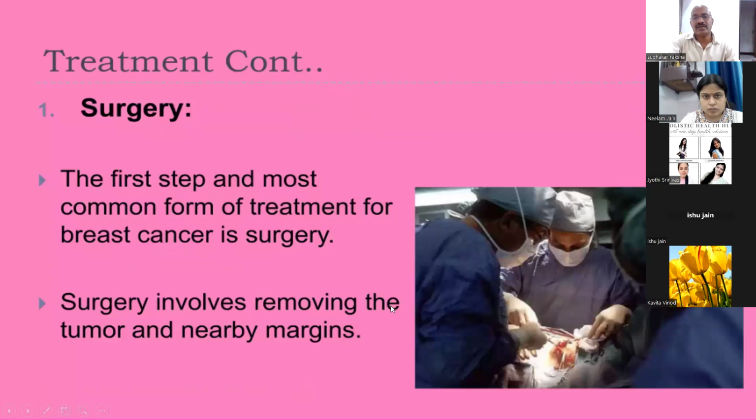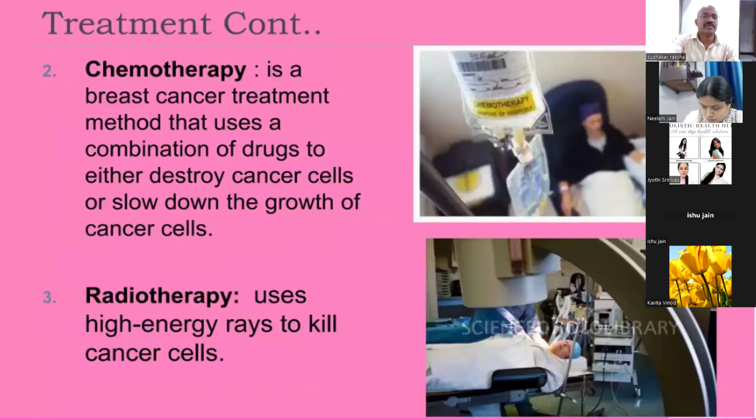So the mainstay for the treatment of breast carcinoma is always lumpectomy or mastectomy. Lumpectomy means the tumor is removed along with the wide margins, along with the nearby margins. Mastectomy means the entire breast along with the skin is removed, and radical mastectomy means the lymph nodes are also removed. So lumpectomy or mastectomy is the treatment of choice in case of carcinoma of breast.